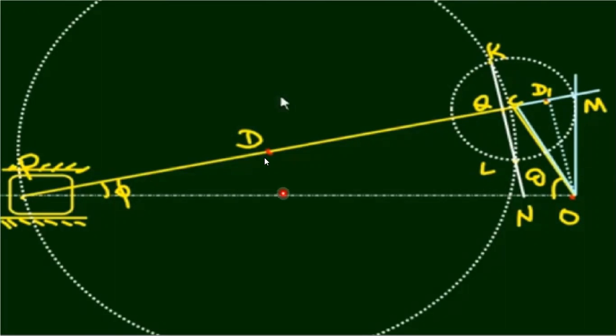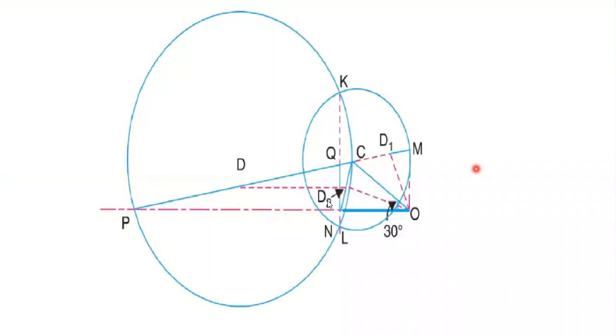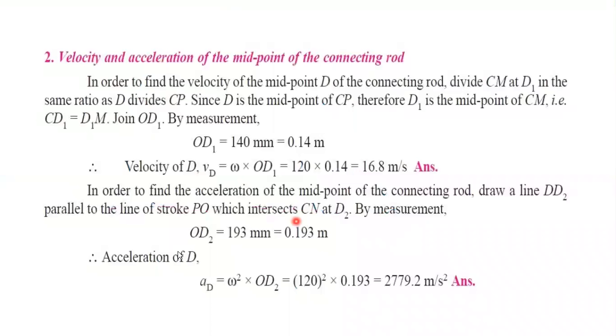Try to understand more. Draw a line parallel to the line of stroke. It will be intersecting at this point, and that point is called D2. Join OD2, measure the OD2 value and multiply with 50. If you measure in the diagram and multiply with 50, you will be getting 193 millimeter. So convert into meter. Acceleration of D, AD, is nothing but omega square into OD2. Omega we know and OD2 we just measured, and you will be getting the answer.